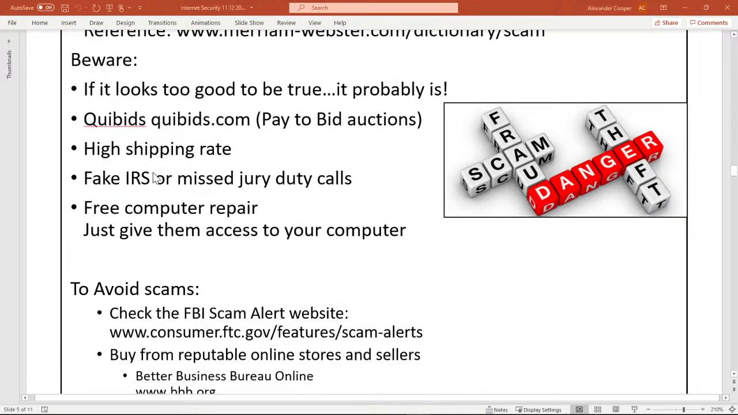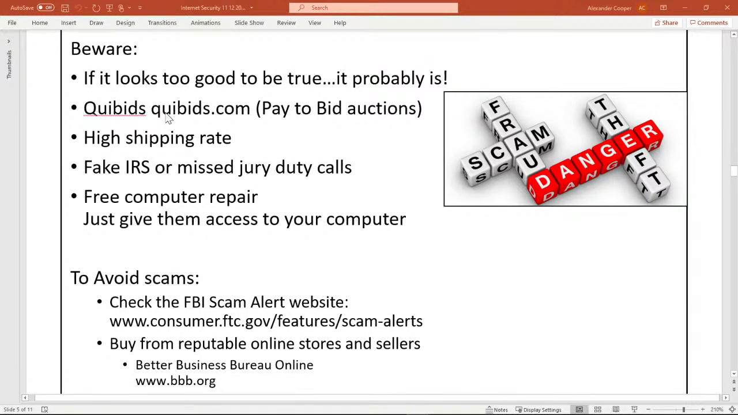So what kind of scams should you be aware of? Well, a big one is, if it looks too good to be true, it probably is. I know there have been a bunch of scams going on Facebook. It looks like legitimate businesses selling things, advertising through Facebook. You click it, and it looks like a legitimate site. Then you come to find out it's a scam, or they send you a product that is not as advertised, okay?